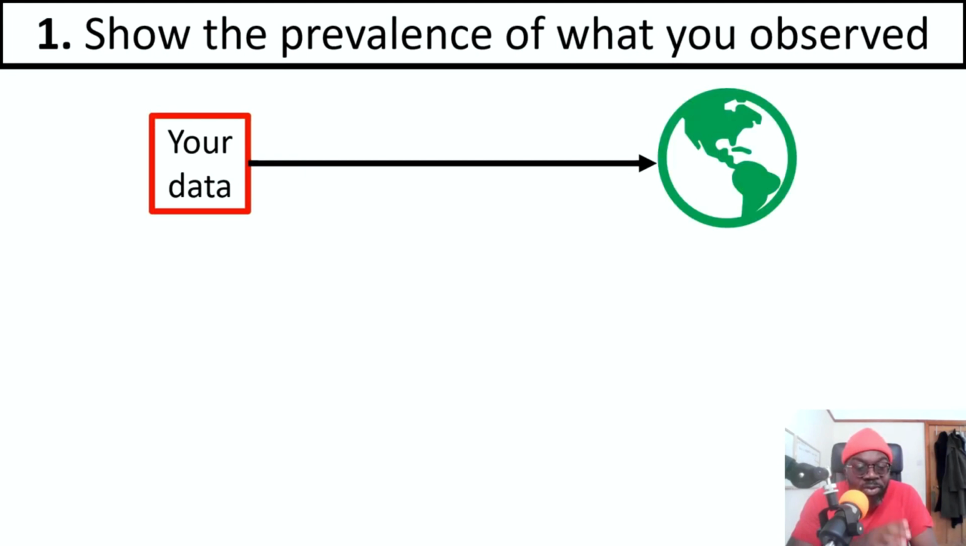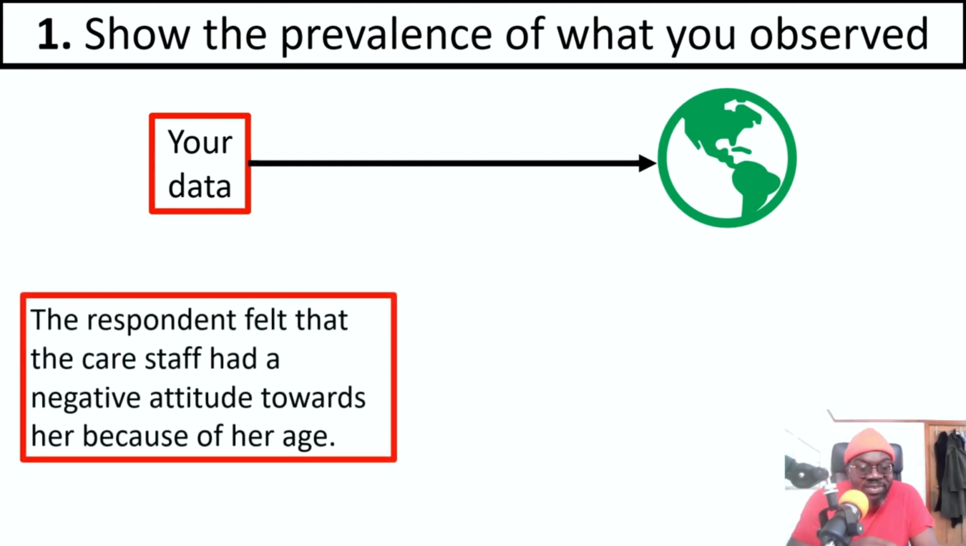Number one, show the prevalence of what you observed. You connect your data with what is happening in the world. An example of this is that in the results chapter, you presented this information. The respondent felt that the care staff had a negative attitude towards her because of her age. This is the data that you collected.